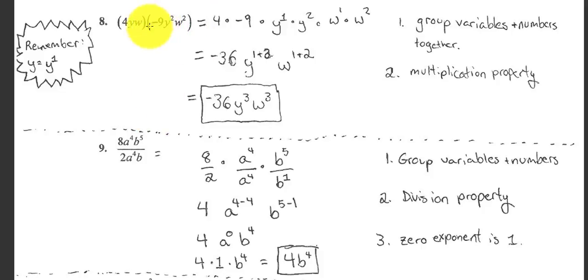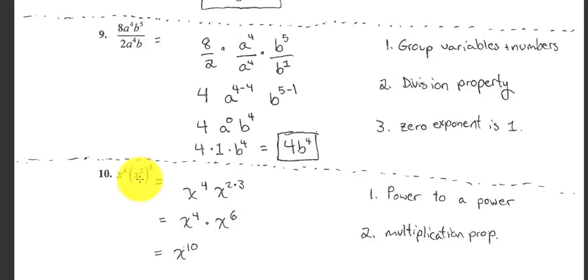than this problem, right? Here we have the same base with different powers, right? The base of w, the base of w, so we add 2 plus 1. Base of y, we add 2 plus 1. Here we have the base of x squared being raised to the third. So you do 2 times 3 is 6, and that's how we have x to the 6th. Now don't forget about the x to the 4th. So when we combine these, right, same base, different exponents, we add 4 plus 6 is 10.